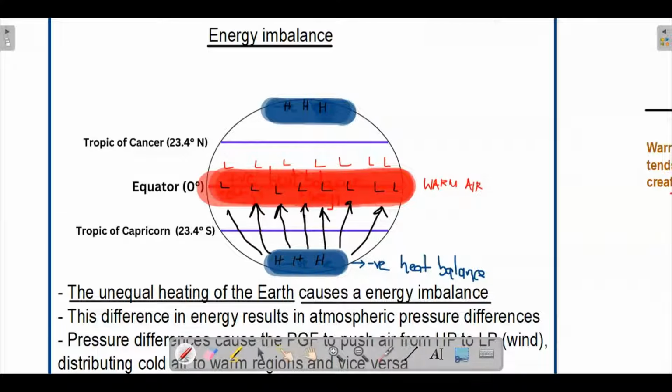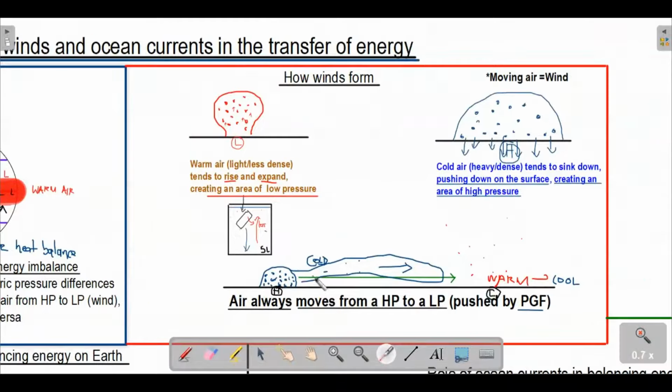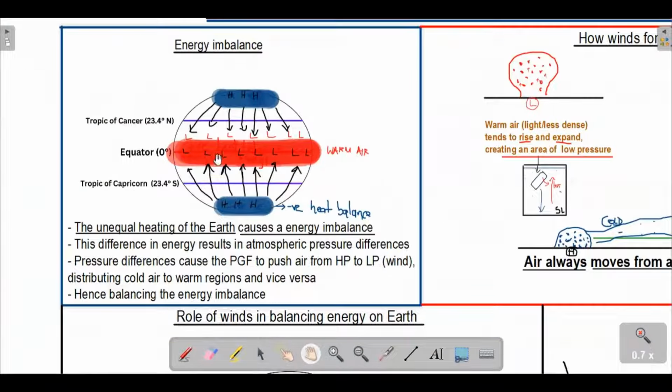We'll update this as we go, guys, because there's a lot more going on here. So we'll update this, but so far please hold on to this. Okay, so now air is going to move from an area of high pressure to an area of low pressure. Now, when air is moving, as you can see for example here, this cold air is moving, right? Moving air is what we call wind. Wind is moving air. That's it, nothing more. When you have air that is moving, that is wind. And so now this means that these are winds.